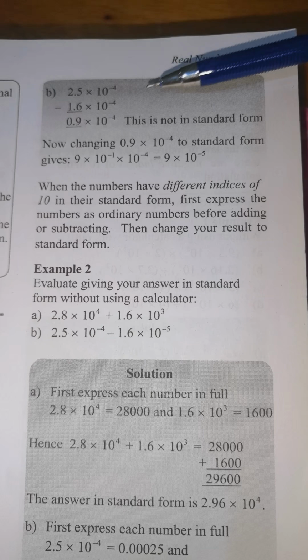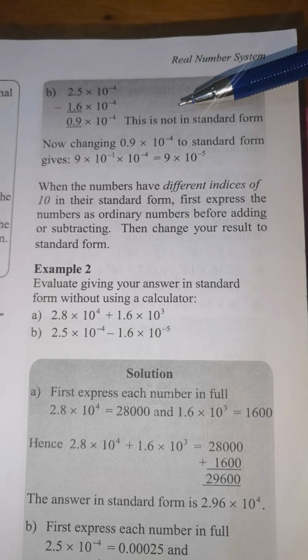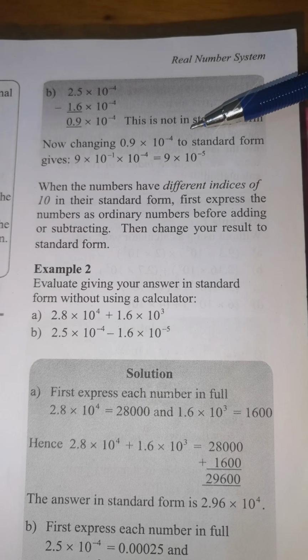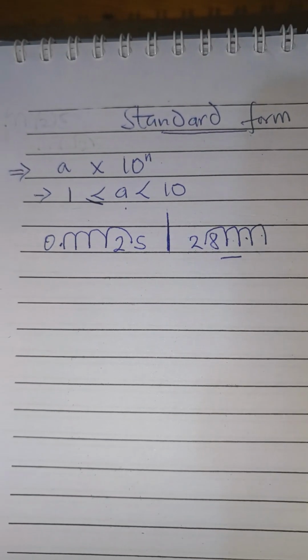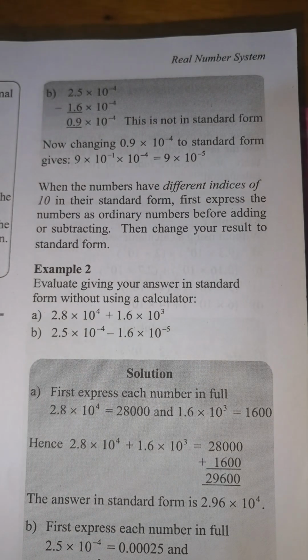So once again, we got to this example having 0.9 times 10 raised to the power -4. And we said this is not in standard form. Why? Because there is a rule we learned beforehand: a times 10 raised to the power n, where a should be greater than or equal to 1, and at the same time less than 10. So having 0.9 times 10 raised to the power -4 is not in standard form. So we have to take it back to standard form. We have to find a way to take it back to standard form.